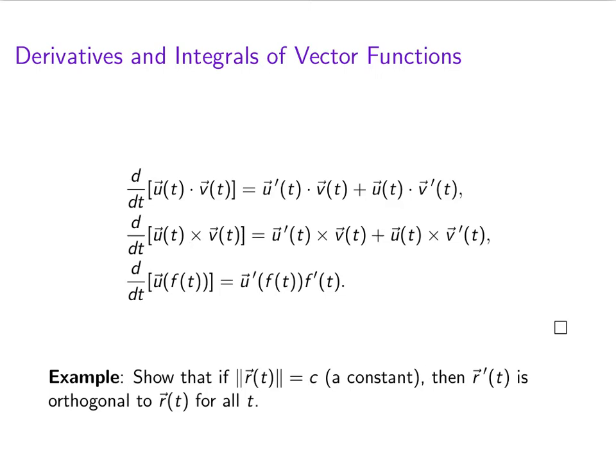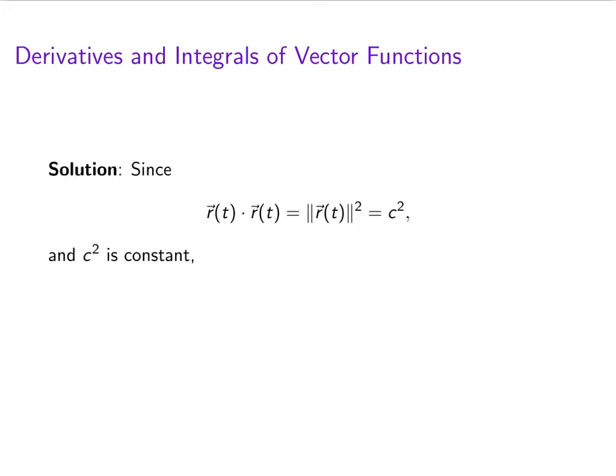Now, just as an example to see how you might use these, let's show that if you have a vector function where the magnitude of r of t is a constant, then r prime of t is going to be orthogonal to r of t for all t. Okay, so we know that r of t dotted with r of t is just a constant. That constant is c squared. We're going to use the dot product differentiation formula. Let's see what we get.